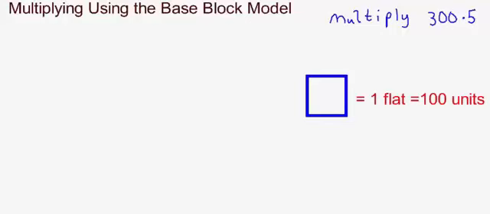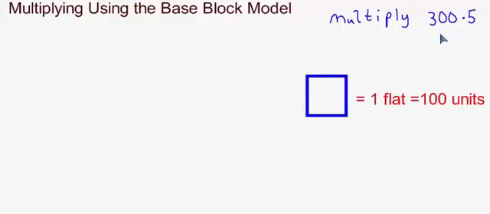Oftentimes you'll see me using a flat that looks like this, that has 100 units in it, so one flat is 100 units. However, since this object is difficult to draw, I'd like to show you how you could do the problem by just drawing one big square rather than 100 units, so that it'd be easy to draw. It would work as long as you know that this big square represents a flat or 100 units.